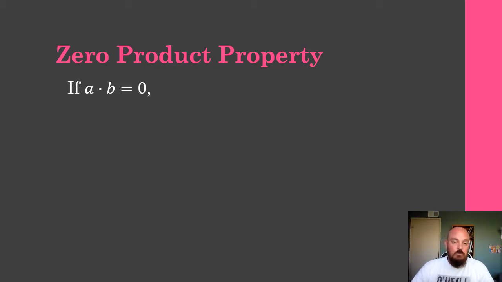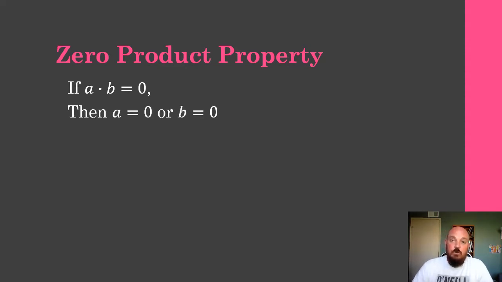Now, the zero product property says if A times B equals 0. Now imagine A and B can be anything. We're saying we have two numbers or two things. We are multiplying them together and the answer is 0. That's why we call this the zero product property. Product means multiply and the answer is 0.